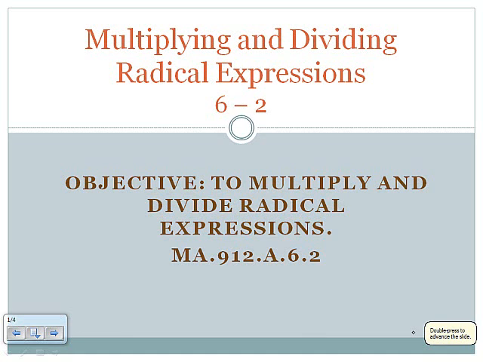Today we're going to be looking at section 6-2. The objective of this section is to multiply and divide radical expressions. The standard this comes from is Math 9 through 12, Algebra 6.2.